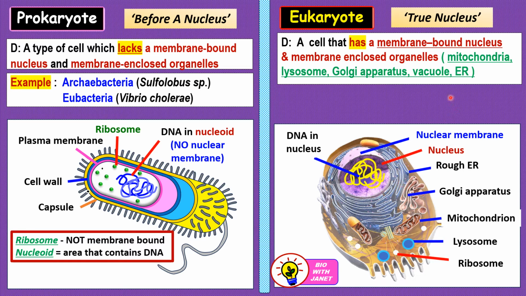Now, what about membrane-enclosed organelles? You can see here the rough endoplasmic reticulum, the Golgi apparatus, and mitochondria, they're all bounded by a membrane. The outer line here is the membrane. Okay, now the white line here is the membrane. And the mitochondrion has the inner and outer membrane, double membranes.